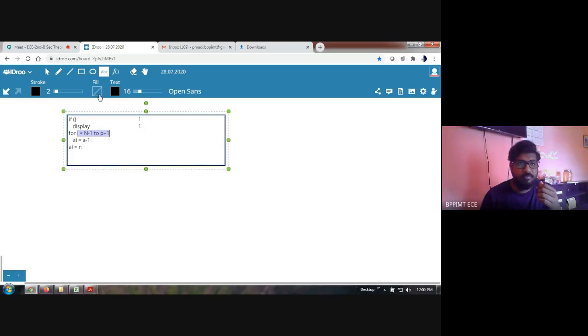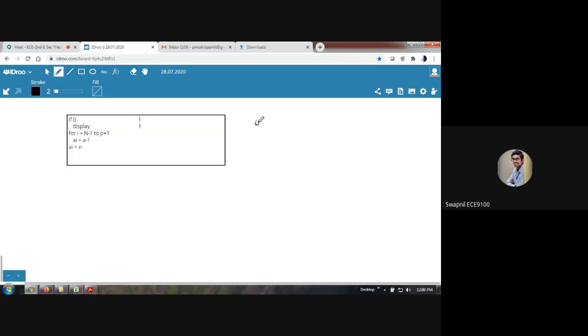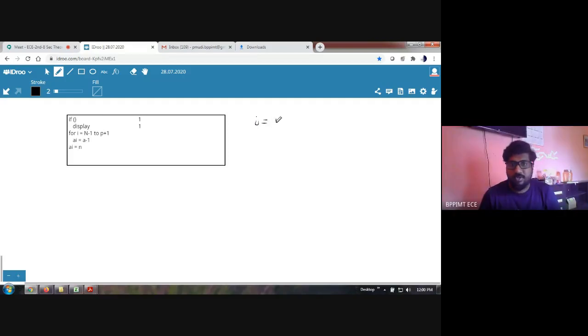So I is starting from n minus 1 and ending with p plus 1. So for all these values of I in between, mathematically we express it like this: I belongs to the closed interval from n minus 1 to p plus 1, where I is an integer. I is an integer, positive, negative, whatever.